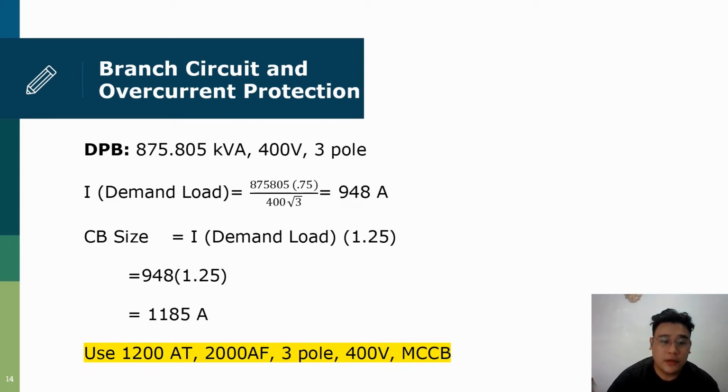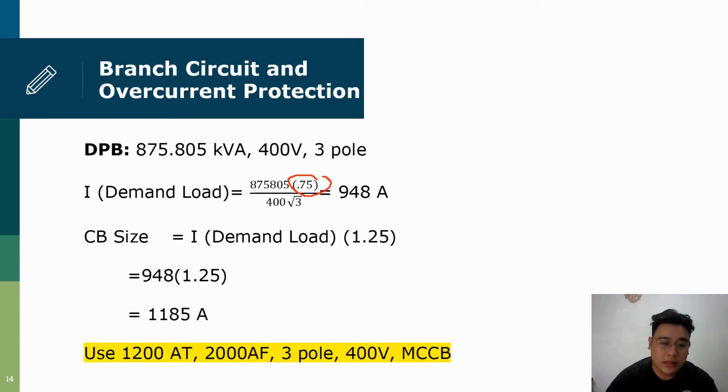For the current demand load, the formula is 87,805.75 times 0.75 over 400 times the square root of 3. We have a demand factor again of 0.75, which is the full load current at 75% demand factor. So we get 948 amperes.